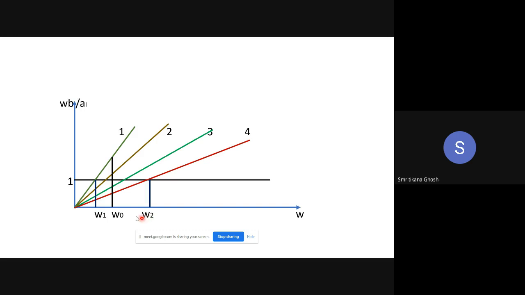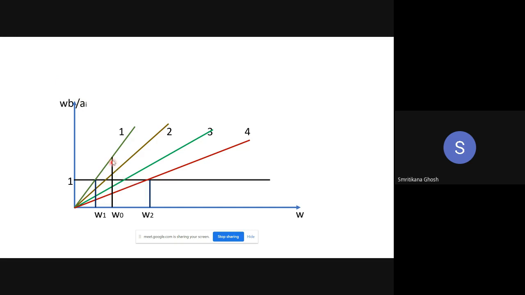Say the relative wage is W naught. Now I am making a vertical line from W naught. Now look, this black line is intersecting 1 and 2 above this horizontal line, and intersecting the green and the red line below this horizontal line, right? Above this line means the values are greater than 1, and below this line means that W into Bi by Ai is less than 1, right?